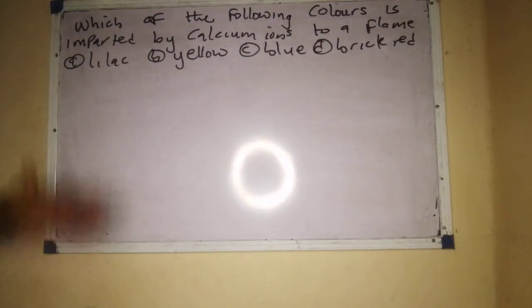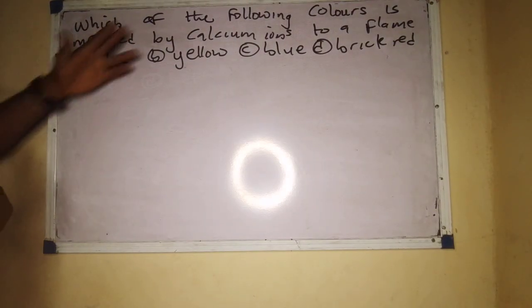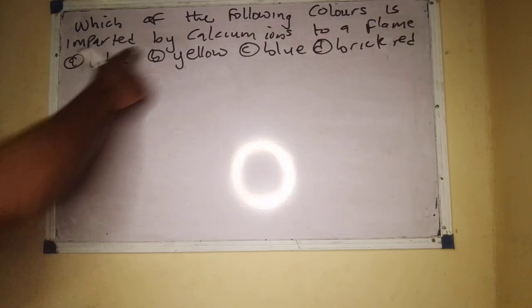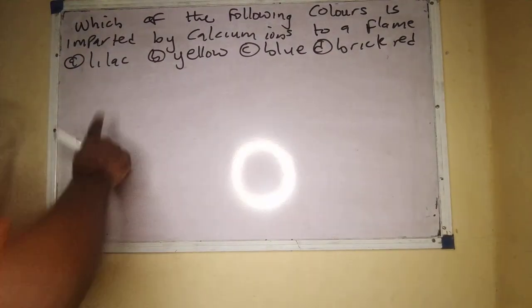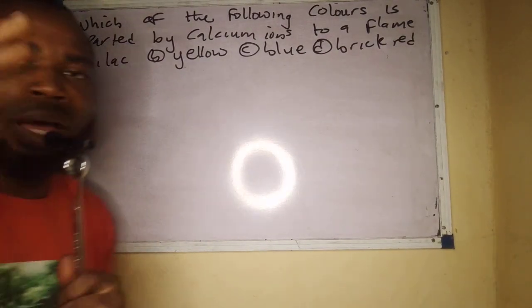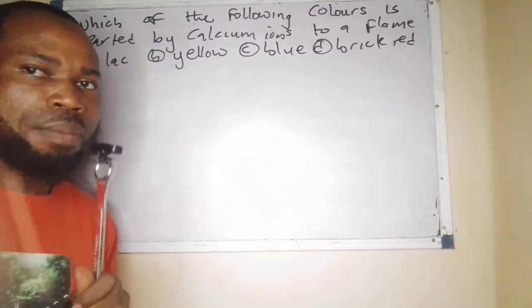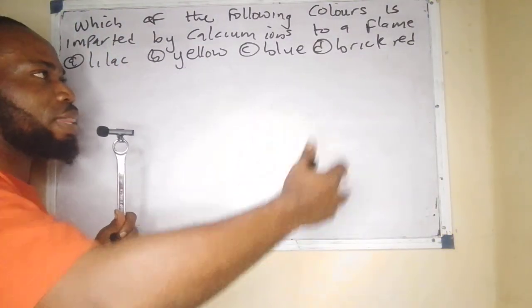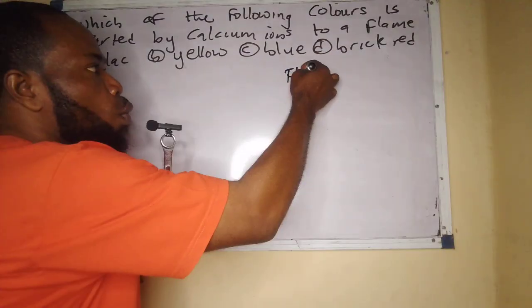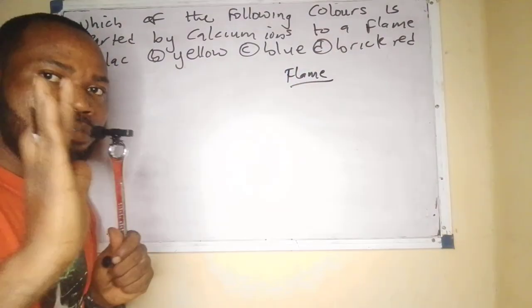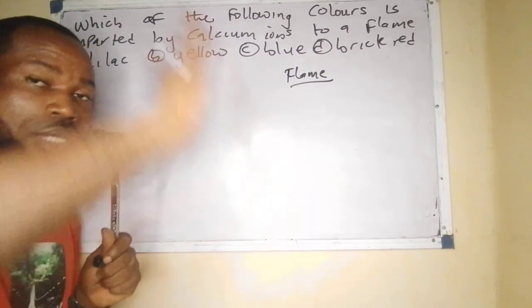Now, look at this question here. It is chemistry definitely. They said, which of the following colors is imparted by calcium ion to a flame? Now, let's begin to break them down back to back as you usually do it. Talking about flame, a flame is a region where gases combine together chemically. So we need to know what a flame is. First of all, a flame is a region where gases combine chemically.